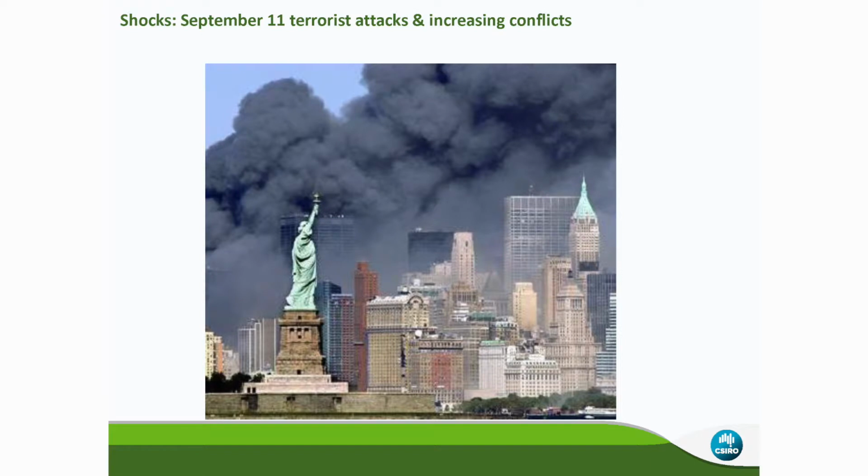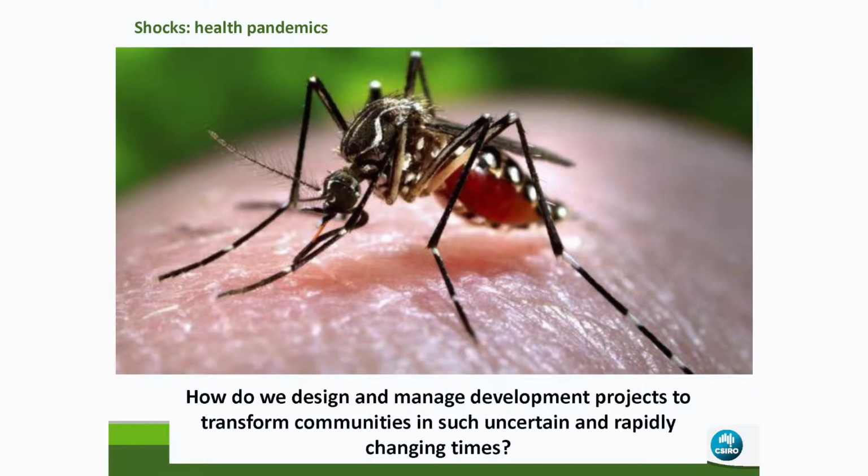Other shocks include terrorist attacks and increasing conflicts, which are increasing people's mobility and migration, but also just displacing people. There are other shocks like health pandemics, TB, malaria, dengue. All of these are spreading and can spread more quickly because we live in a globalized world. And these are just some of the shocks. I'm not going to go into all of them.